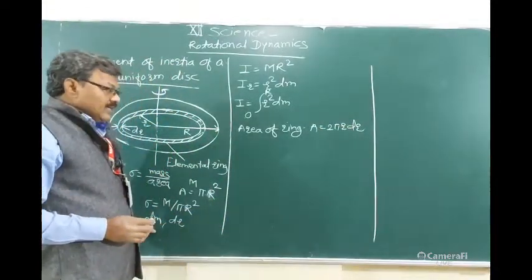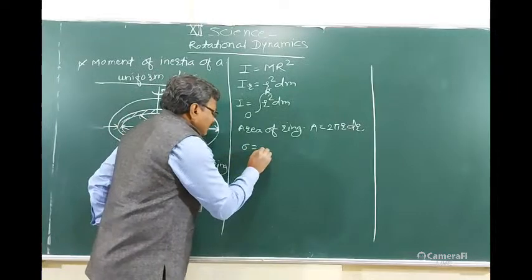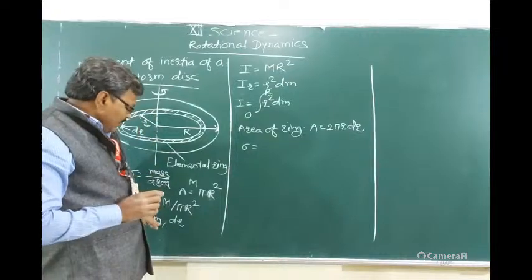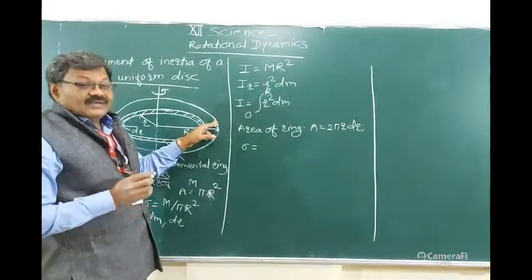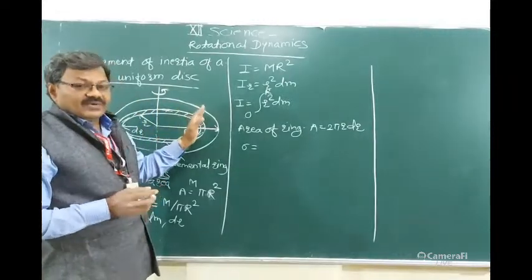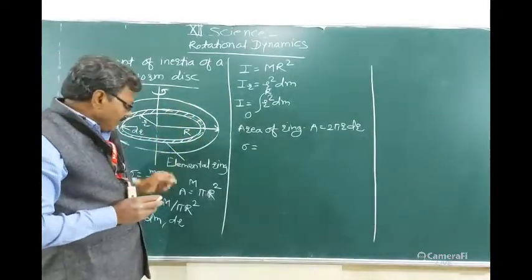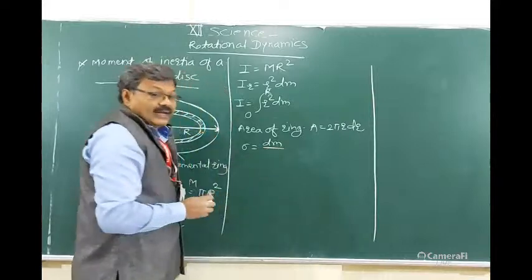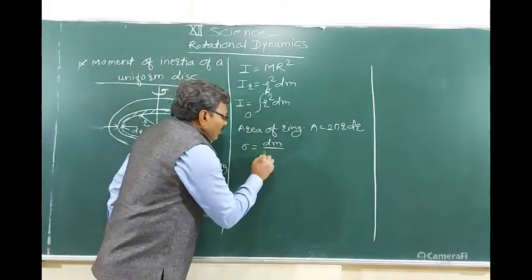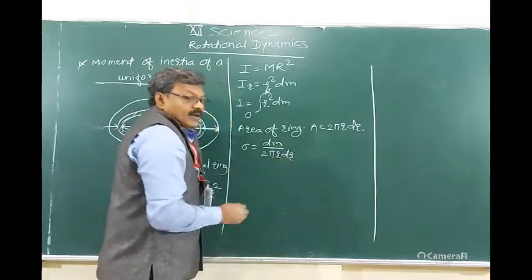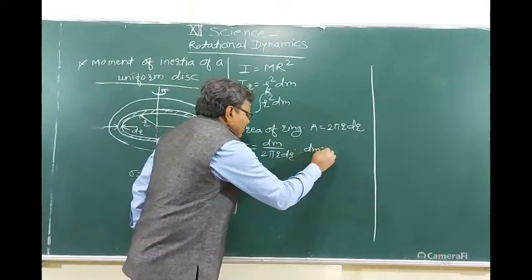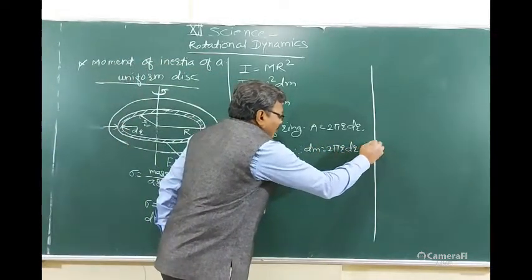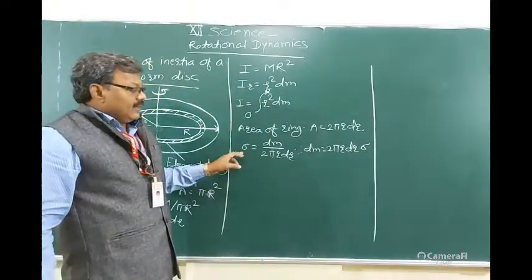Now, dm is the mass, and from this we can find sigma, the surface density of this ring. The surface density of the ring is the same as that of the disk, because it is made of the same material. Using this, surface density is mass upon area, which is dm upon 2 pi r dr. From this, we get dm equal to 2 pi r dr into sigma.